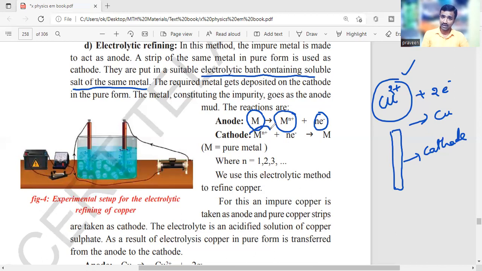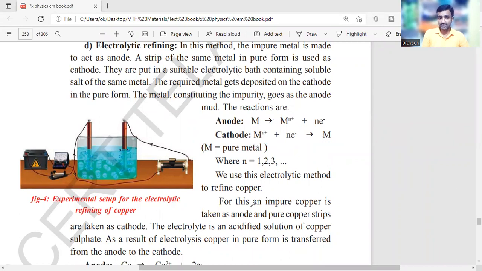The impure metal and the pure metal are both different. The ions attract these electrons and form the metal. So at the anode, electrons are released. At the cathode, the electrons combine with the pure metal ion and it is converted into a neutral atom. This is what actually happens in electrolytic refining. As an example, copper is given here, so observe the equations.